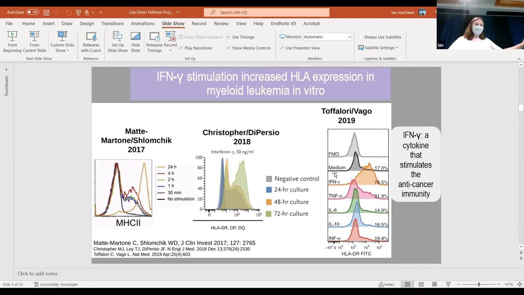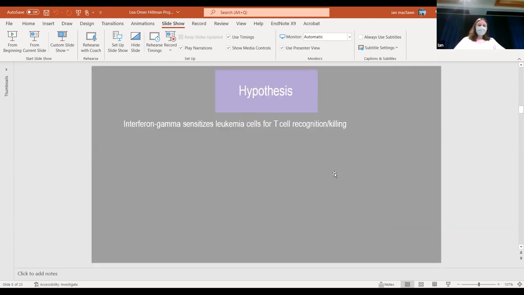So these are the graphs that show that of all the cytokines they tested, interferon gamma had the highest effect. It was doing the best compared to the rest of them. So that's why we chose interferon gamma to fight the target cells. Interferon gamma, again, is a cytokine that stimulates anti-cancer immunity. So our hypothesis is that interferon gamma is going to sensitize those leukemia cells so T cells can better recognize and later on destroy them.